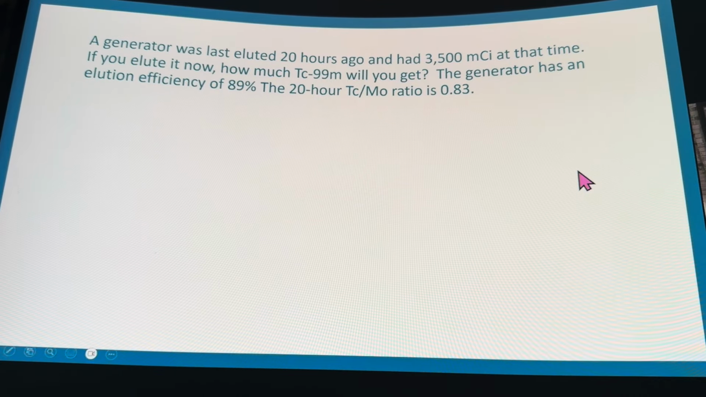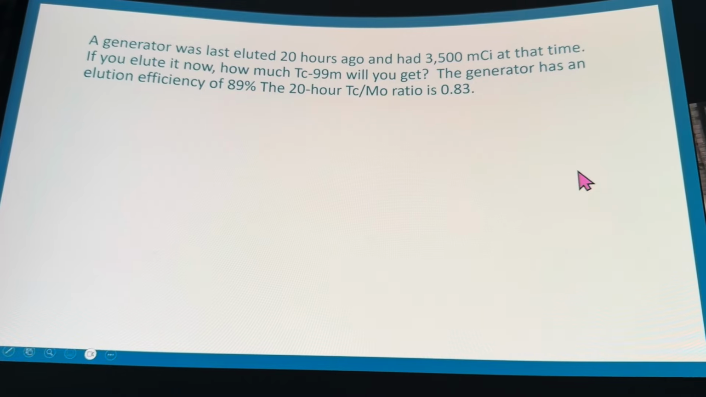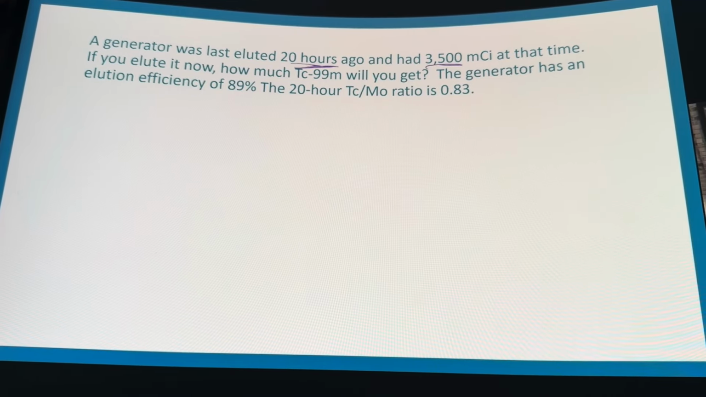All right, one more. We're going to throw it all together. The generator was last eluted 20 hours ago and had 3,500 millicuries at that time. If you elute it now, how much technetium will you get? The generator has an elution efficiency of 89%, and the 20-hour Tech-Mo ratio is 0.83. So the first thing I always have to do is figure out how much moly I have.